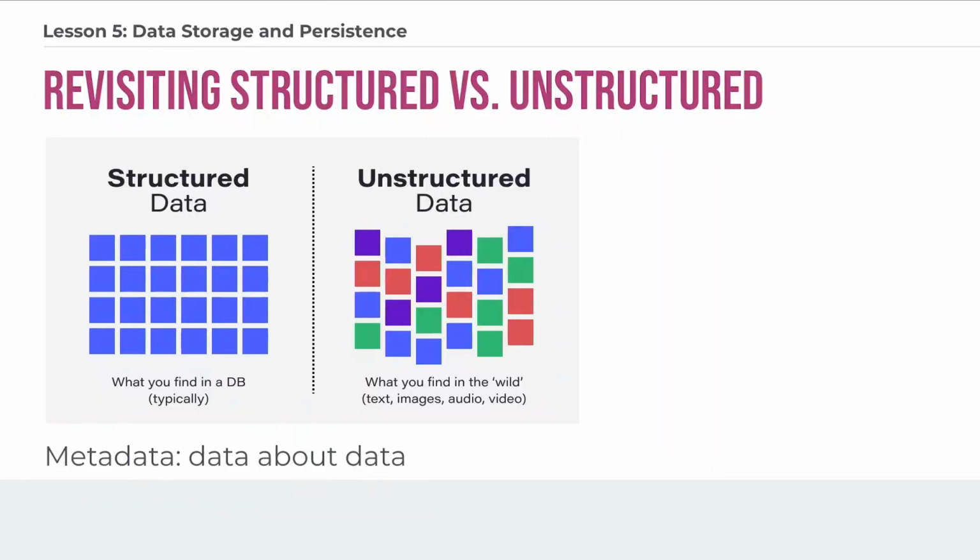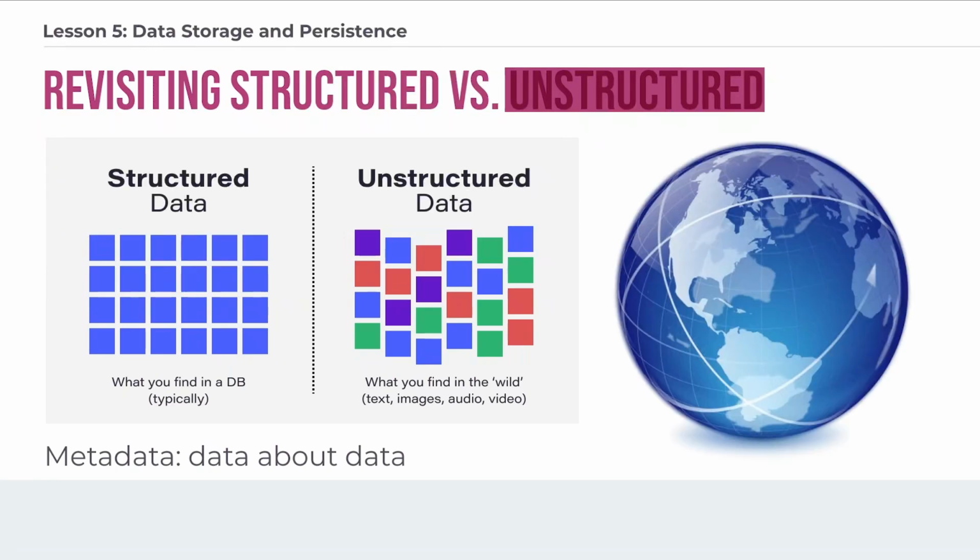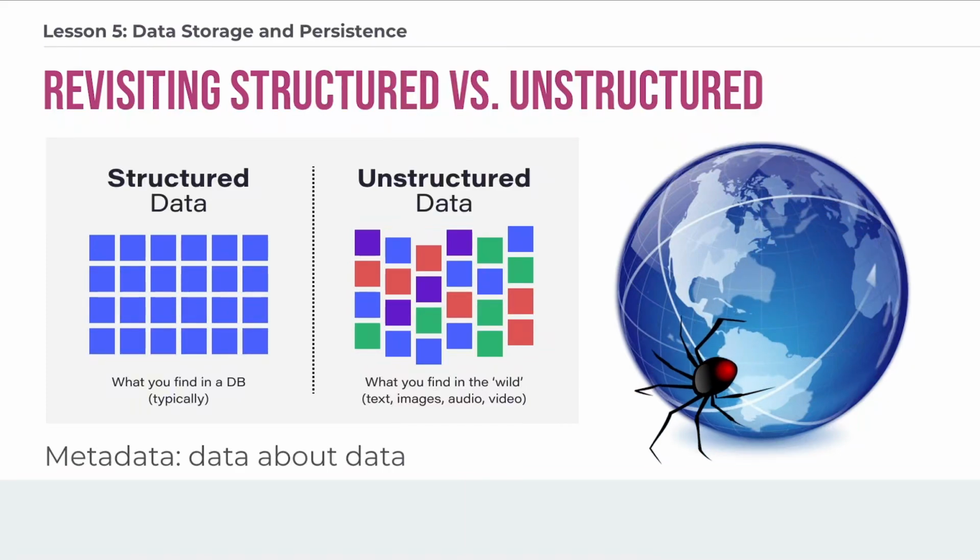So the question is, what about all of this unstructured data that we've been talking about, like the web? We said that the web was actually kind of a mess and is a great example of unstructured data. We've seen that spider bots crawl around the web and generate metadata, which is the data about the data. They index web pages and all of that. So how can we use this to aid in retrieving information from an unstructured data source?